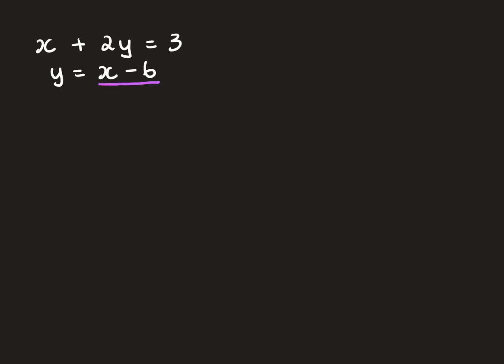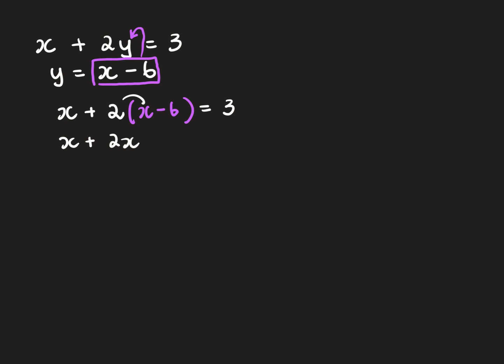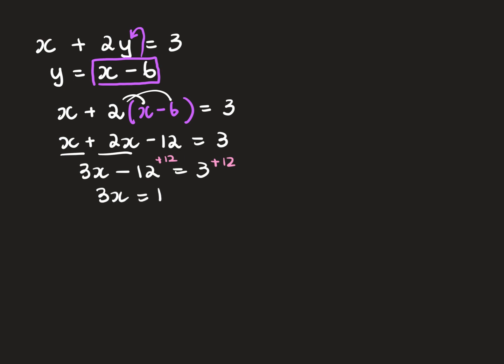Okay, I'm going to substitute x minus 6 into here for y. So I've got x plus 2 lots of, remembering to use brackets, x minus 6 is equal to 3. Expand out the brackets. Collect like terms, x plus 2x. 3x minus 12 equals 3. Add 12 to both sides. 3 plus 12 is 15. Divide by 3. X is equal to 5.